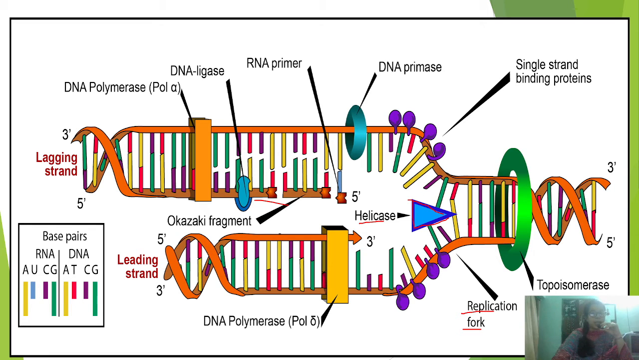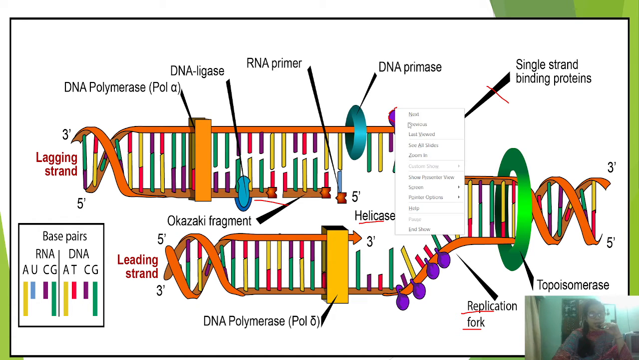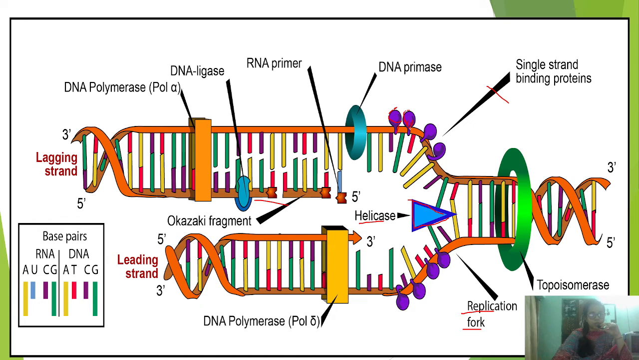Then what happens? Immediately after opening the two strands, the single stranded binding protein, which you can see here, starts binding to both the strands. What is the role of this single stranded binding protein? When the strands are open, they are at risk of getting attacked by the nuclease enzyme. What is a nuclease enzyme? Nucleases are enzymes that cut the nucleic acid.